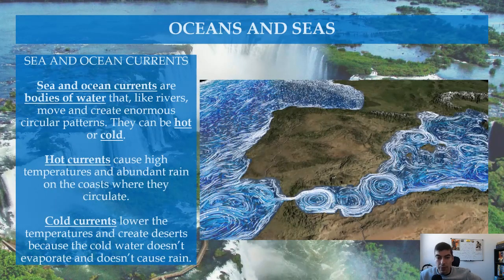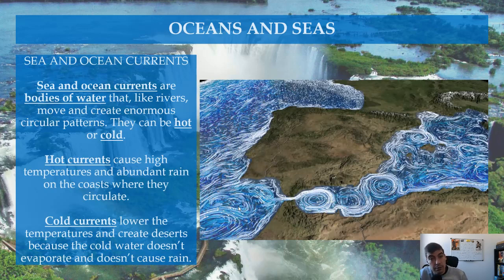I cannot think. Let's go to the currents, the sea and ocean currents. What are they? They are bodies of water that, like rivers, move and create enormous circular patterns. Okay, they are like rivers within the sea that travel inside the seas and the oceans. They can be hot or cold. Here you can see the circular patterns that the water makes in the oceans and in the seas. These are called ocean currents. So we have hot and cold currents.